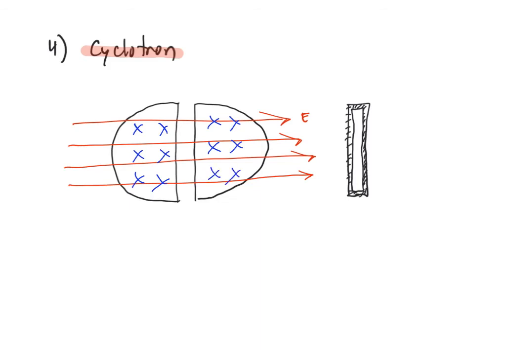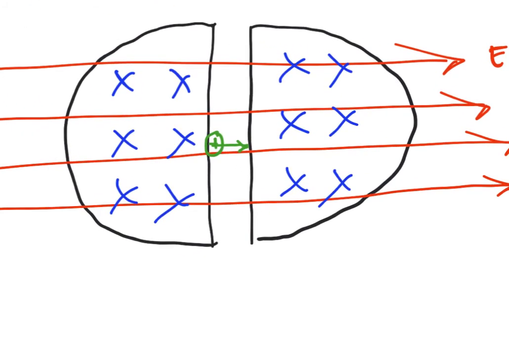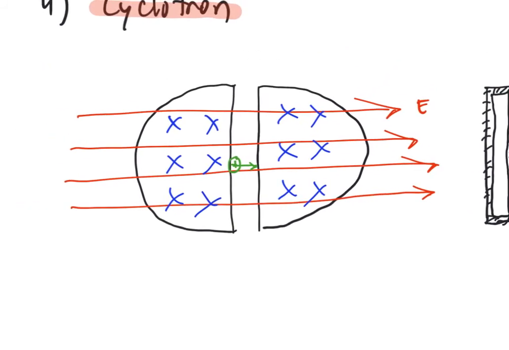And then I might take my little particle, and I'll do green for this. I'd take my little positive particle and put it right here. That little positive particle would accelerate due to the electric field here. It would speed up, it would gain energy due to the electric field. But then something interesting happens when it enters this hollow metal hemisphere, semicircle thing. By the way, they're called Ds because they look like the letter D. That's a D and that's another D.